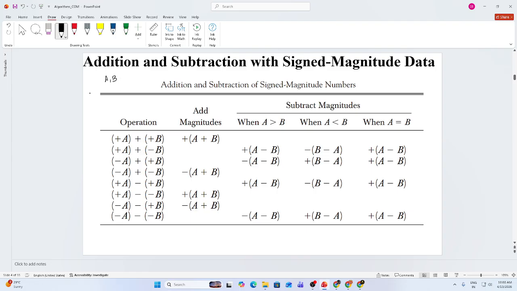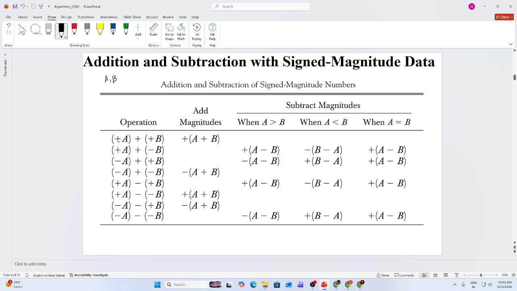For developing an algorithm we need to consider all the cases. If I consider all the cases, there are 8 possible cases: 4 cases for addition and 4 cases for subtraction. The two numbers may both be positive, one number positive and the other negative, one negative and the other positive, or both negative. So 4 cases for addition. Similarly, for subtraction also we get 4 cases. So let us go to the algorithm.